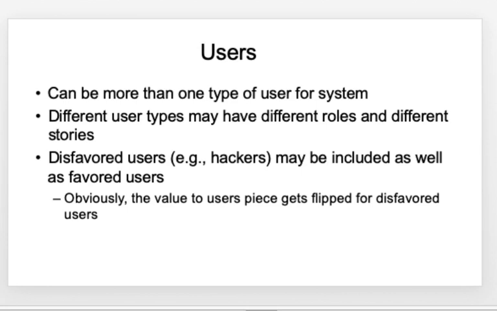So if you look into the user category, there could definitely be more than one type of user. So whenever you write user stories, you also need to keep in mind what we call the disfavored users. Something like a disgruntled employee who would be a hacker from the inside. So you always need to take them also into account.